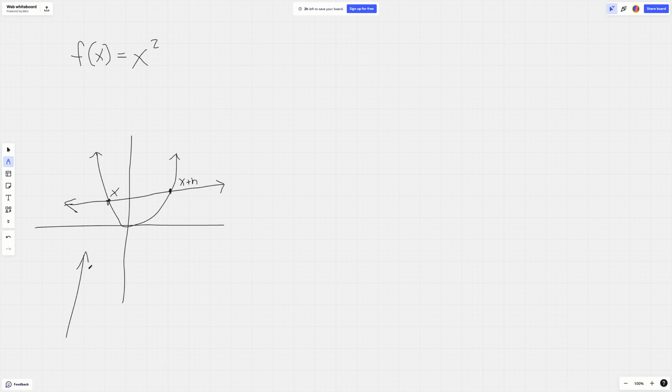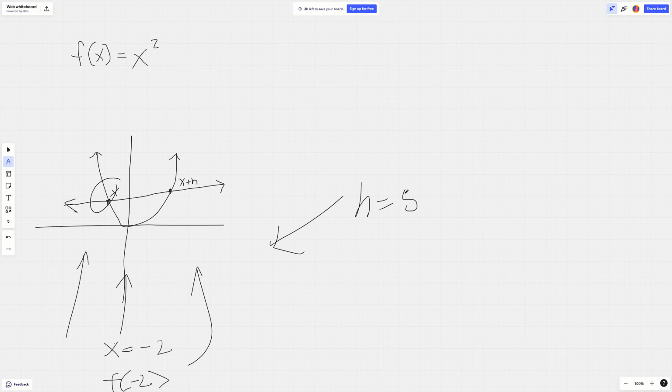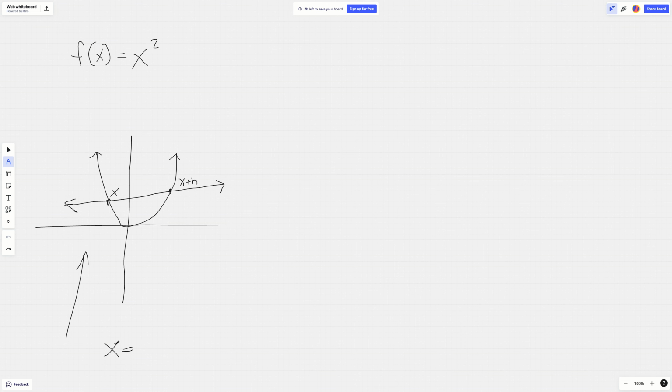So let's say if x in this case was -2, right? Of course, the y coordinate for this point would be f of -2, or f of x. And let's just say h is equal to 5. We shift right 5 units. Then this would be x equals 3, and we get the y coordinate to be f of 3, or f of x plus h. Right? So pretty straightforward here. Nothing crazy. You can just pause the video for reference if you need that. But again, just know that h simply represents some horizontal distance from x.